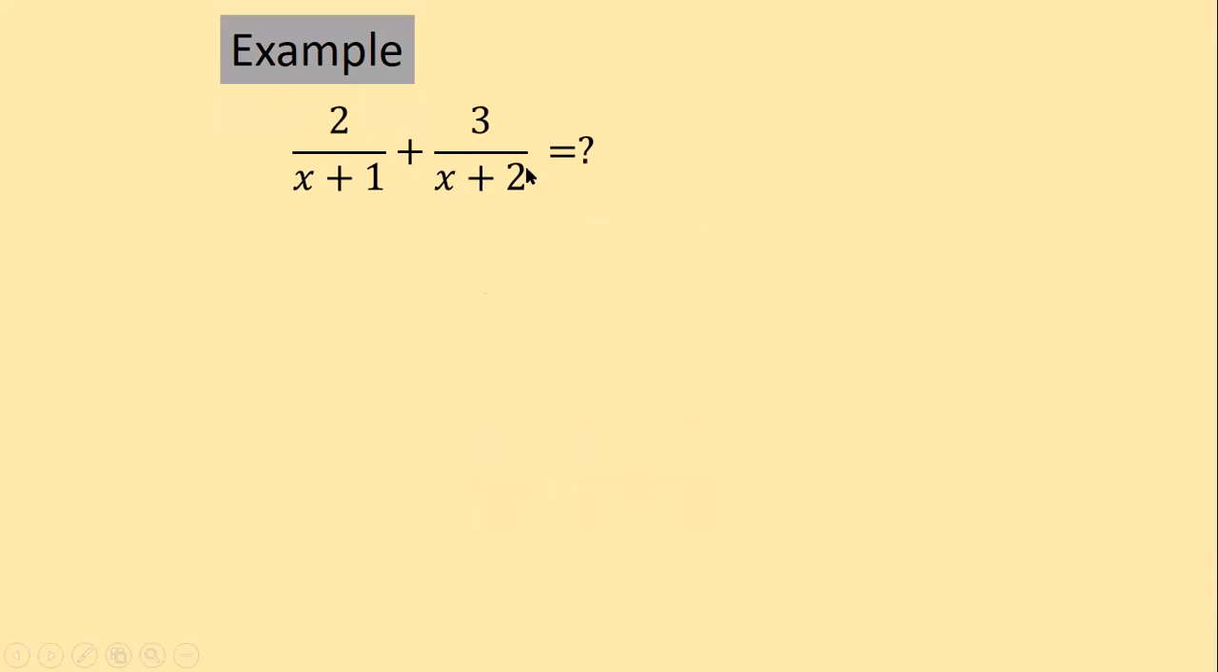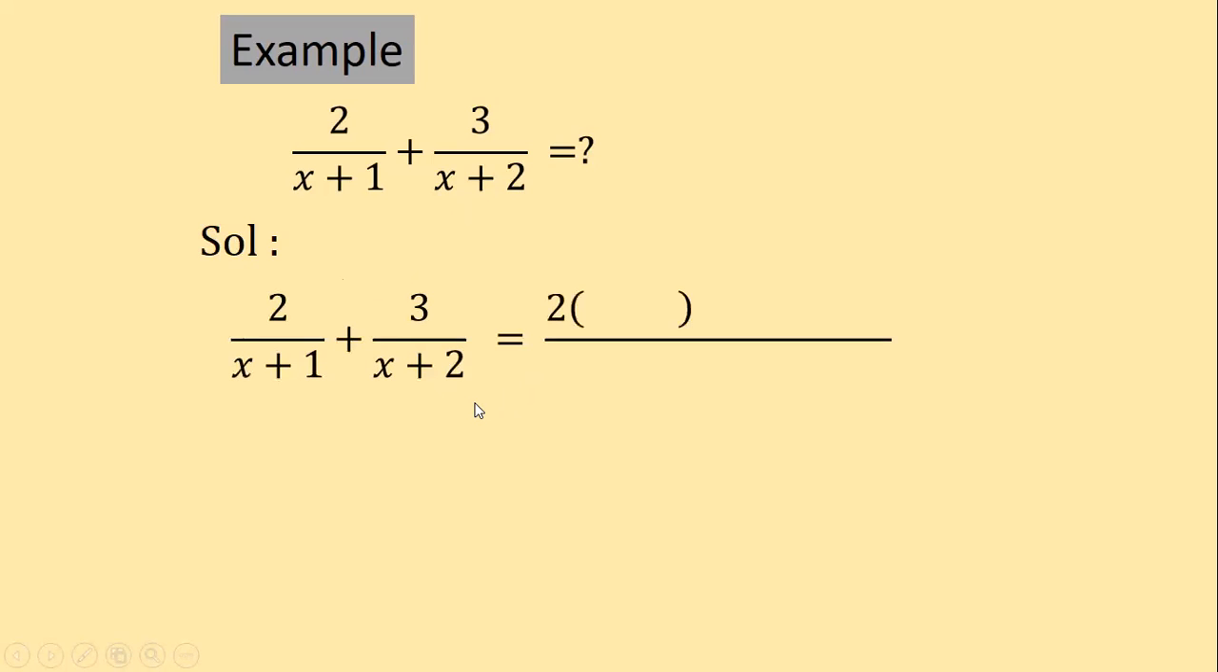So then how to add this one? Yes, you are right. You have to take the LCM. Yes or not? So let us see. What is the solution of this sum? 2 by x plus 1 plus 3 by x plus 2 is equal to. So what do we do here?